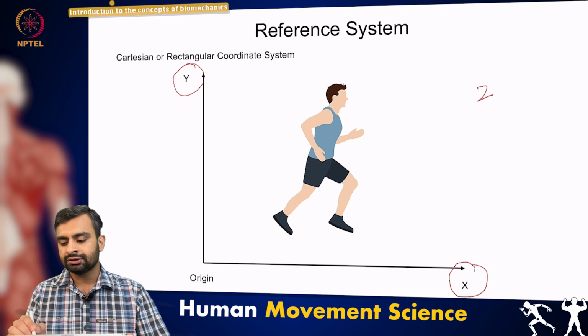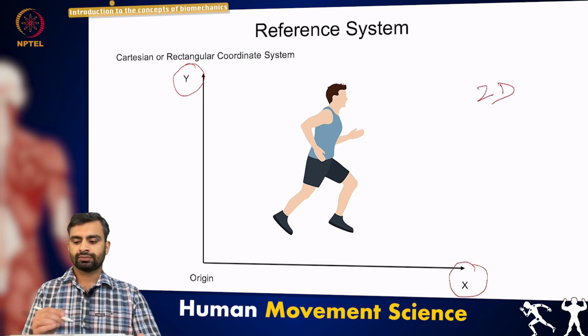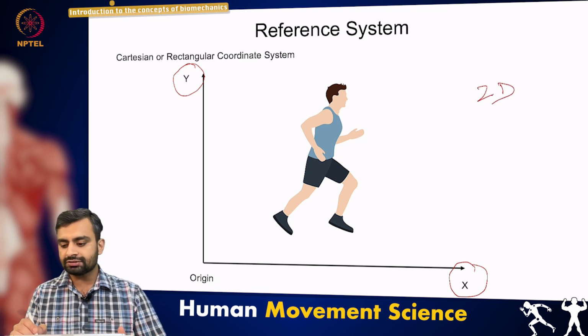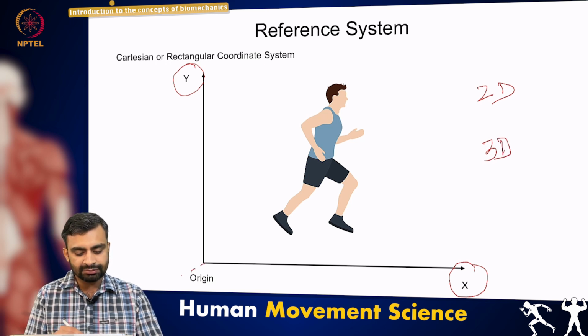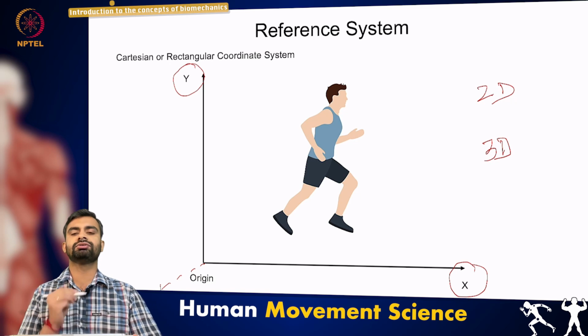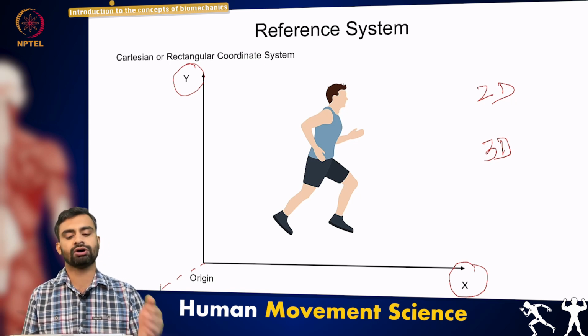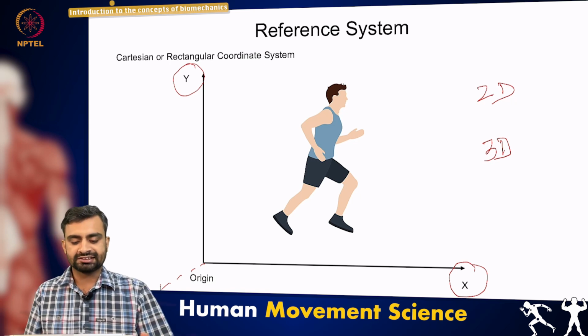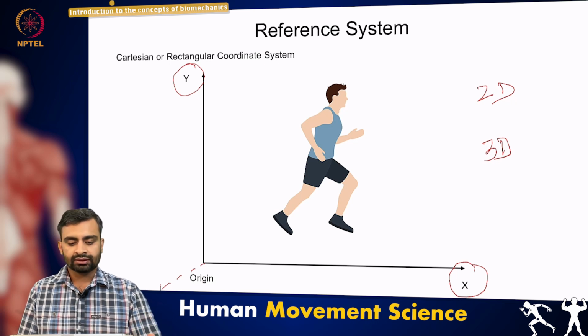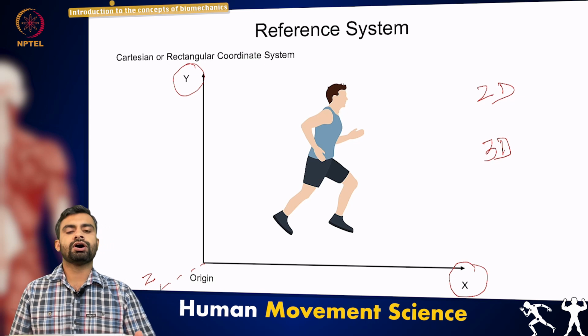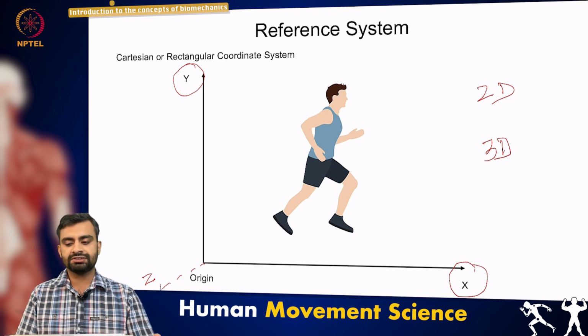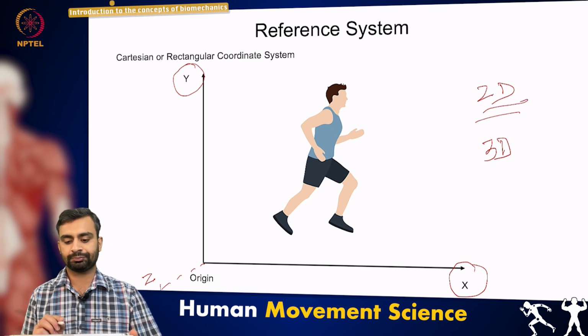So this is a 2D coordinate system. In case of 3D, what will change is you will have a third axis which is coming out of your screen towards you, or going inside the screen itself. That is the third axis, and it is denoted by Z. For this course, we will limit ourselves to the 2-dimensional case only.